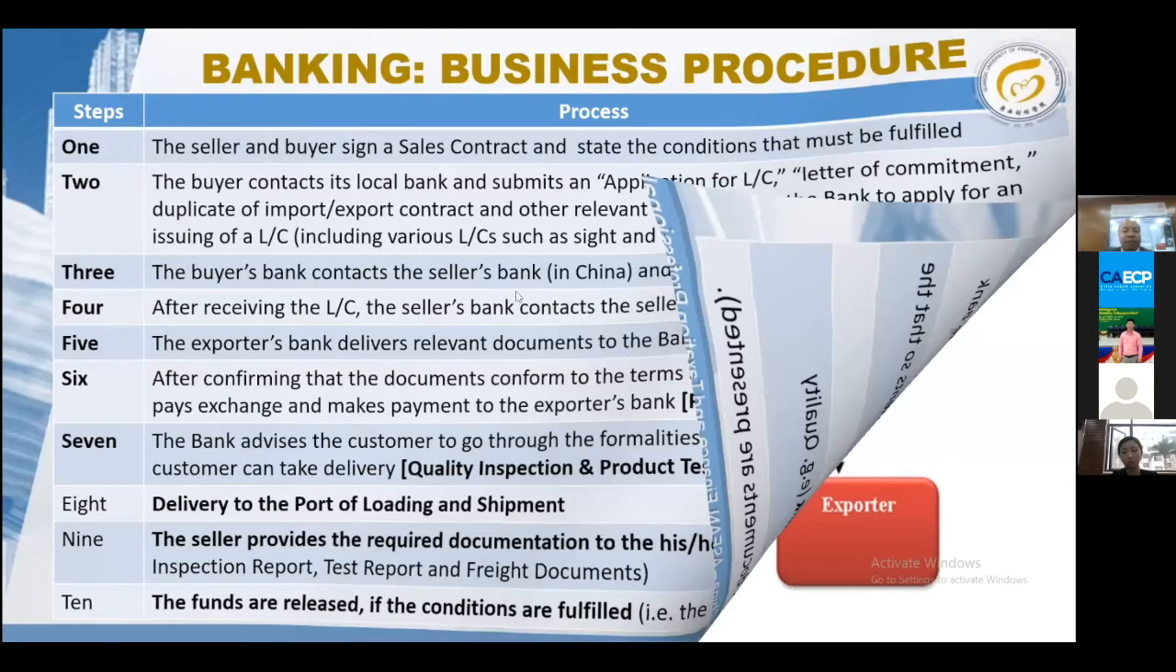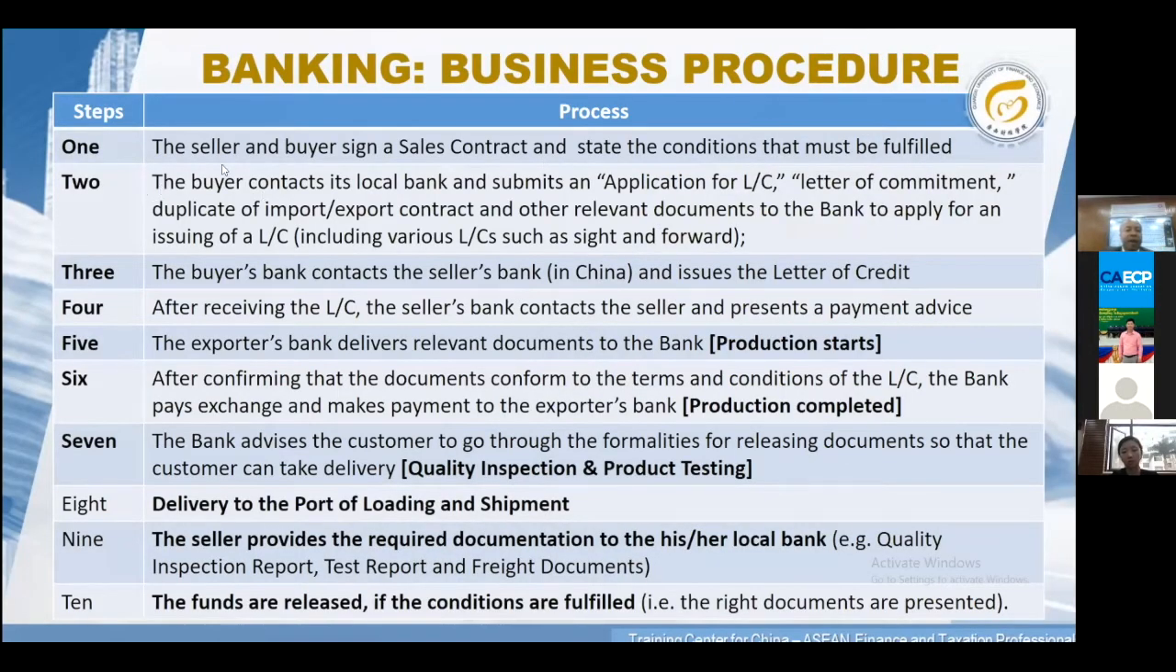This is the details. First step is the seller and the buyer sign the contract, after revising the contract and seeing all the items are put together, and the stated conditions that must be fulfilled. That's the first step. Okay. After that, the buyer contacts its local bank.